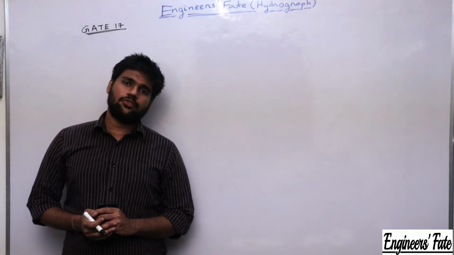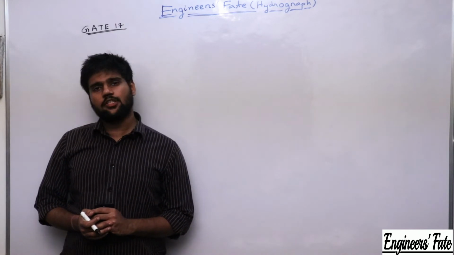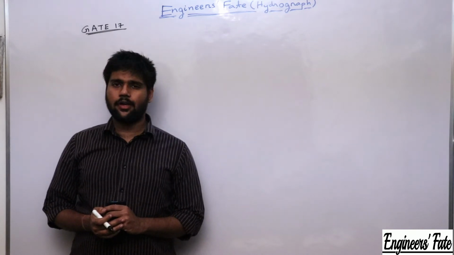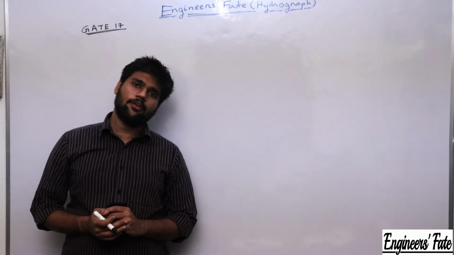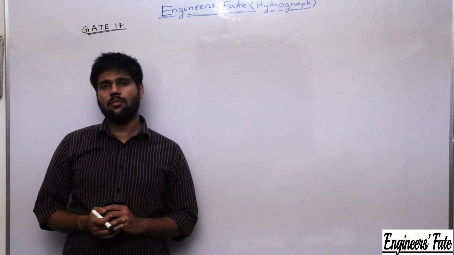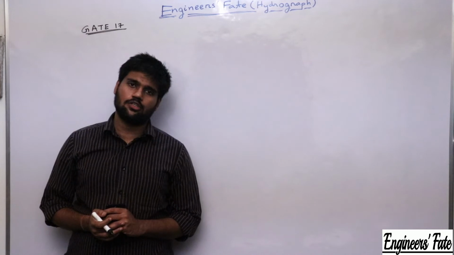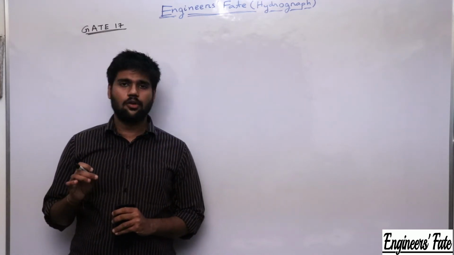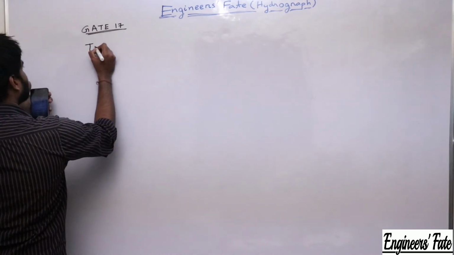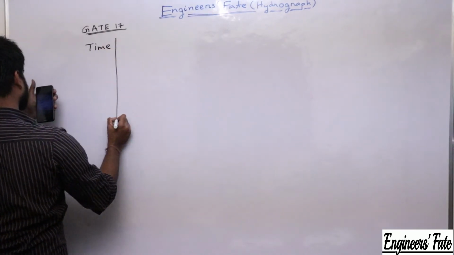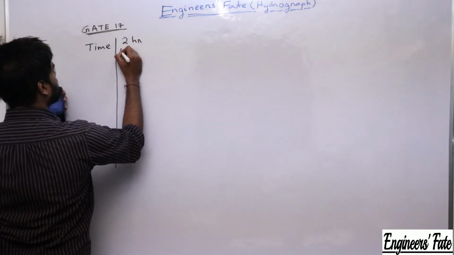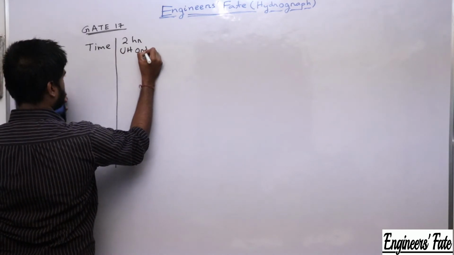So this is the last question we are going to solve. In this question, he has asked us to find a 4-hour unit hydrograph ordinate from a 2-hour unit hydrograph ordinate, and he has given the ordinates in the form of a table, as you have seen in the question. So let's solve this question using the S-curve method. The first thing I can write is time. The next is 2-hour unit hydrograph ordinates.